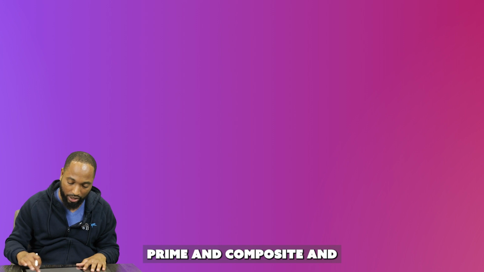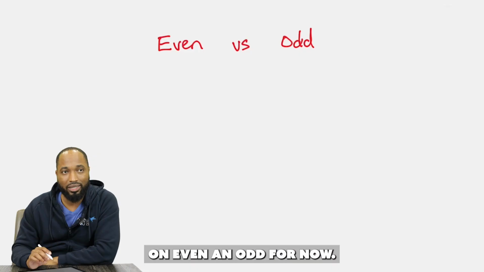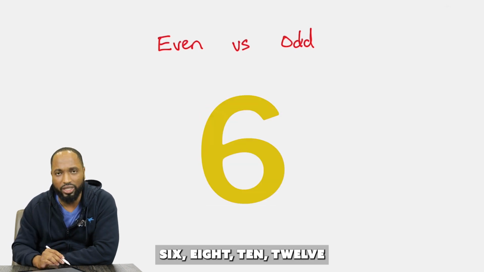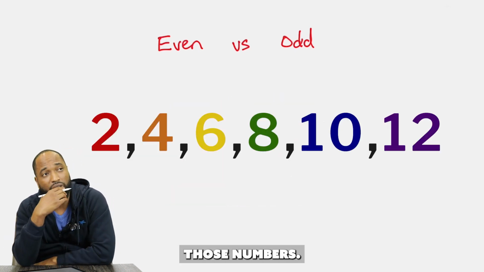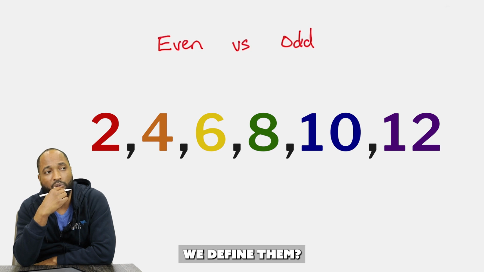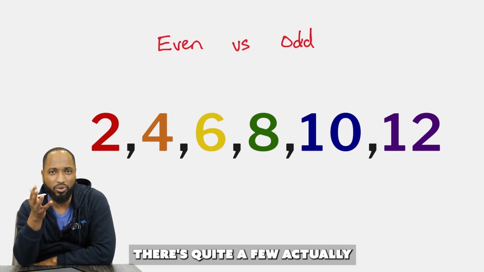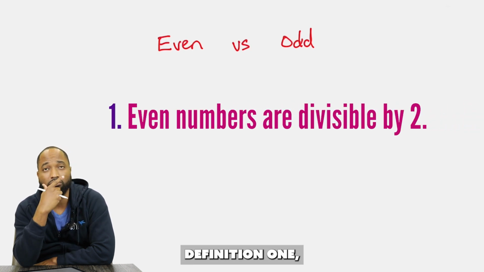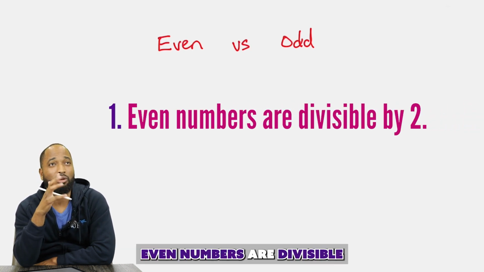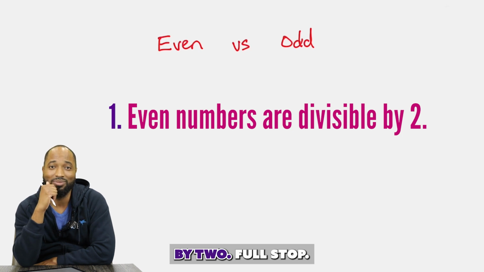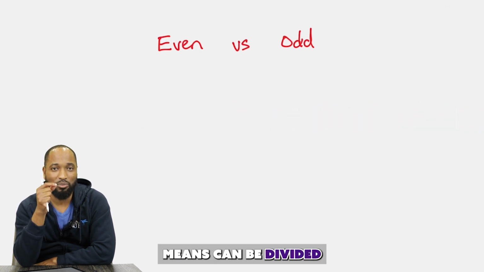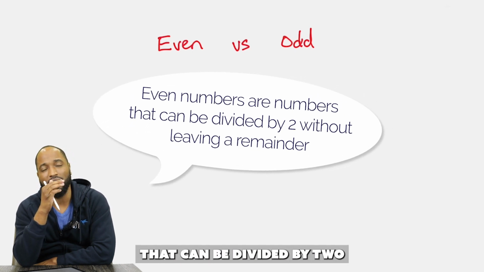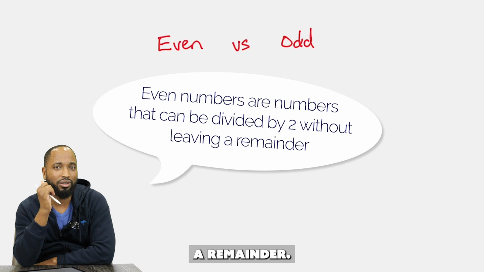So let's get rid of prime and composite and just focus on even and odd for now. Even numbers, those are the numbers with something to do with 2, like 2, 4, 6, 8, 10, 12, those numbers. But how do we define them? Here's the definition. There's quite a few actually. There's like 3 definitions for even numbers. Definition 1. Even numbers are divisible by 2. Full stop. Now divisible means can be divided without leaving a remainder. So even numbers are numbers that can be divided by 2 without leaving a remainder.